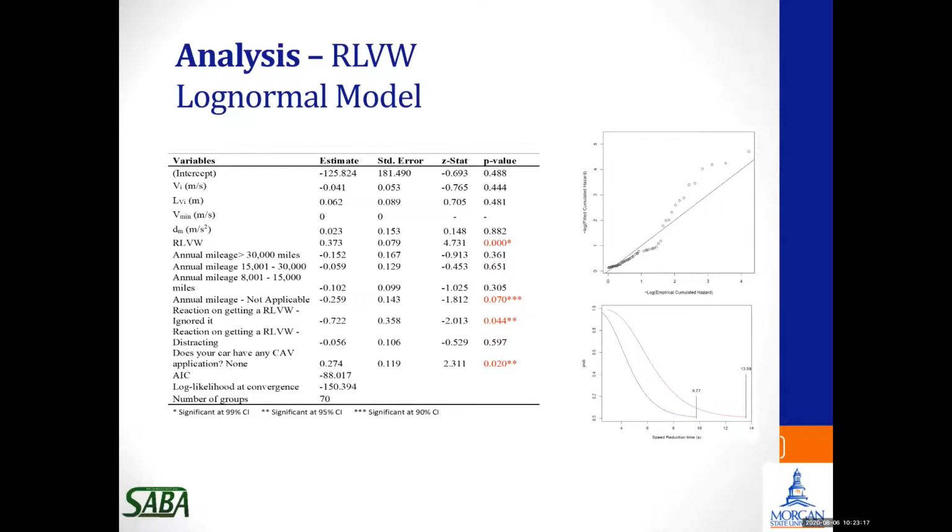So we can conclude that when the red light violation warning system was used, participants were able to start their braking maneuver earlier due to the warning given, and they used a less aggressive deceleration rate to reach the required minimum speed.